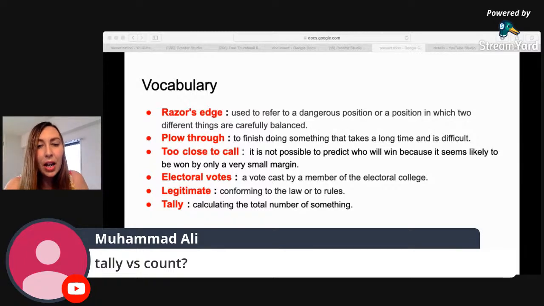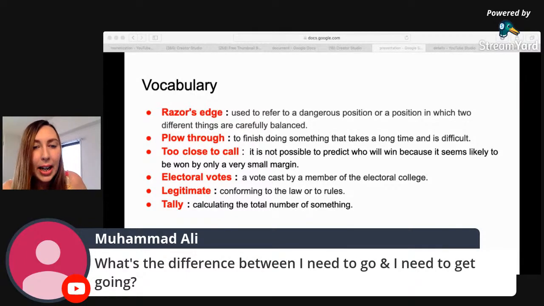Okay. Oh, and really quick, Muhammad Ali has another question. What's the difference between "I need to go" and "I need to get going"? They're basically the same. I would say "I need to go" is more direct. So if you're talking with someone and say, "Sorry, I need to go," maybe it sounds very direct. But if you say, "Oh, sorry, I need to get going," it's maybe a softer way of saying goodbye, I need to leave now.